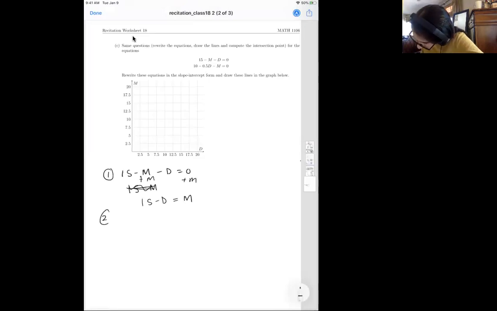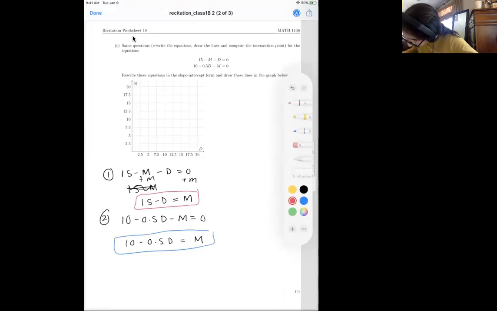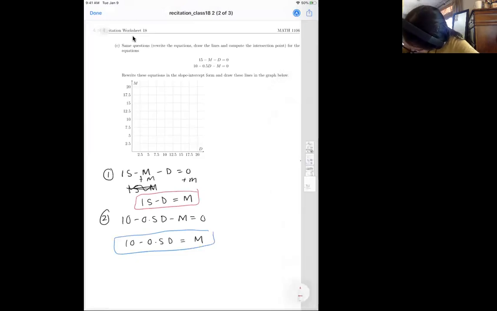All right, the second equation is going to be 10 minus 0.5 d minus m is equal to 0. Let's go ahead and solve this for, again, m. We have 10 minus 0.5 d is equal to m. So pretty easy there as well, just moving m over. All right, so let's plot this one in red and then this one in blue. So the first one's going to be in red, and we have that the intercept is 15. And then we have that our slope is -1/1, so down 1/1. And so we can draw this line quite nicely.